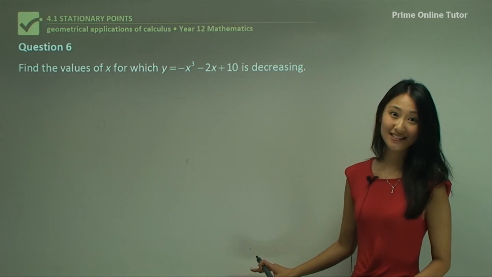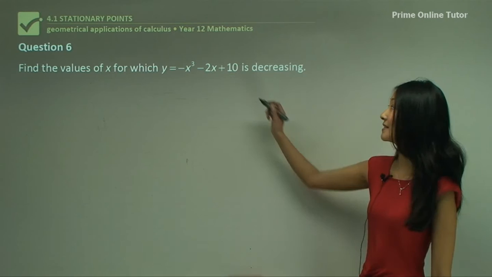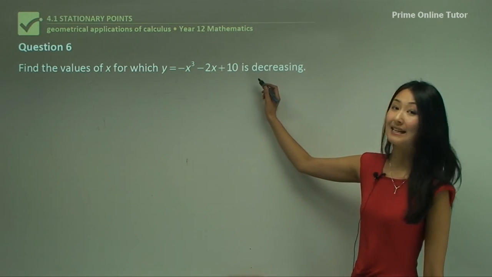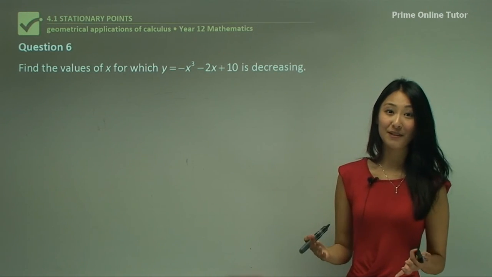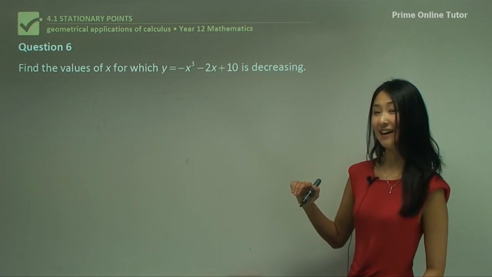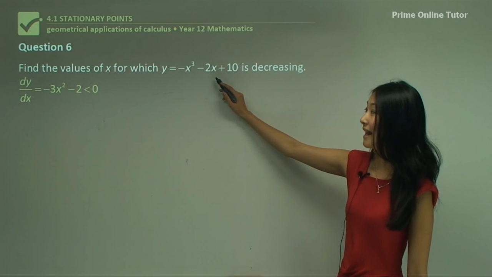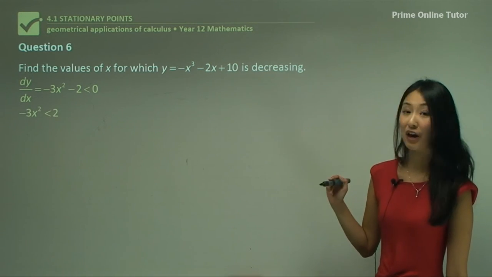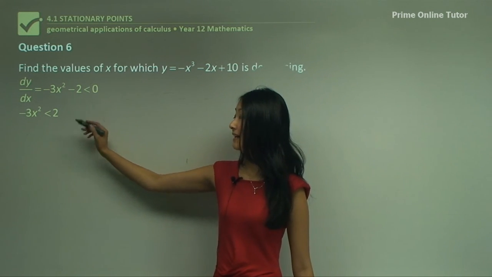So in question 6, we want to find the values of x for which y equals x to the power of 3 minus 2x plus 10 is said to be decreasing. So by now, we should all be very familiar with this. This means dy/dx is less than 0. In this case, that's going to be negative 3x squared minus 2 is less than 0. And so we move the 2 over. So now we have negative 3x squared is less than 2.